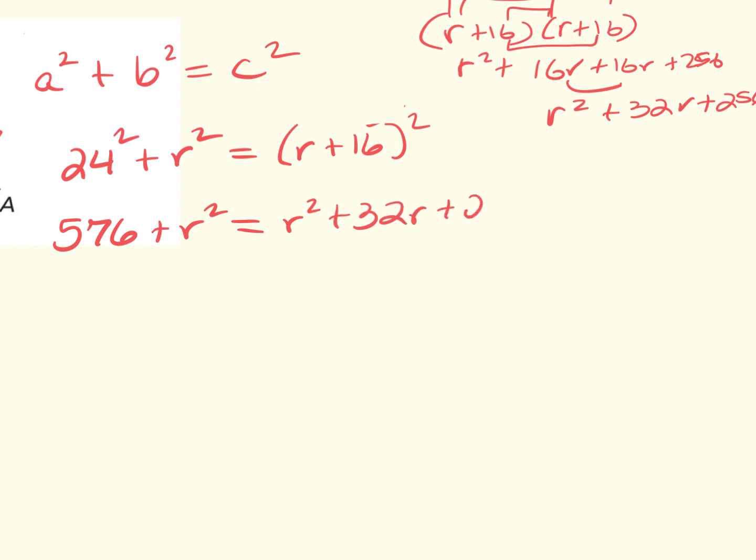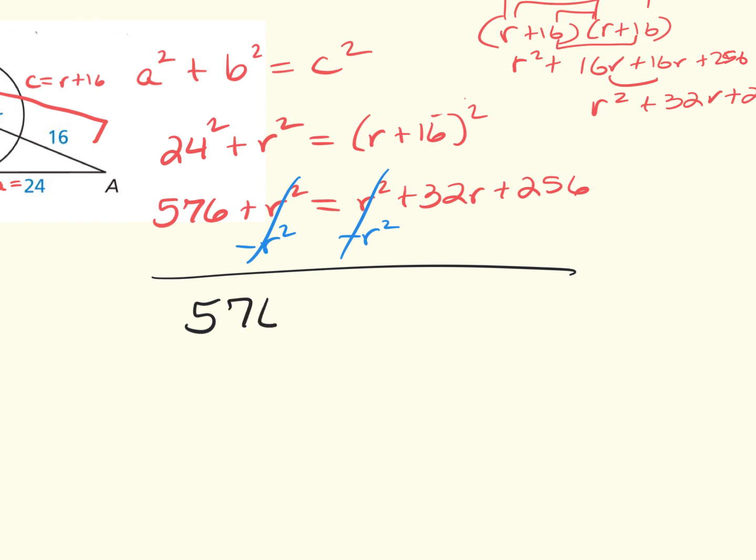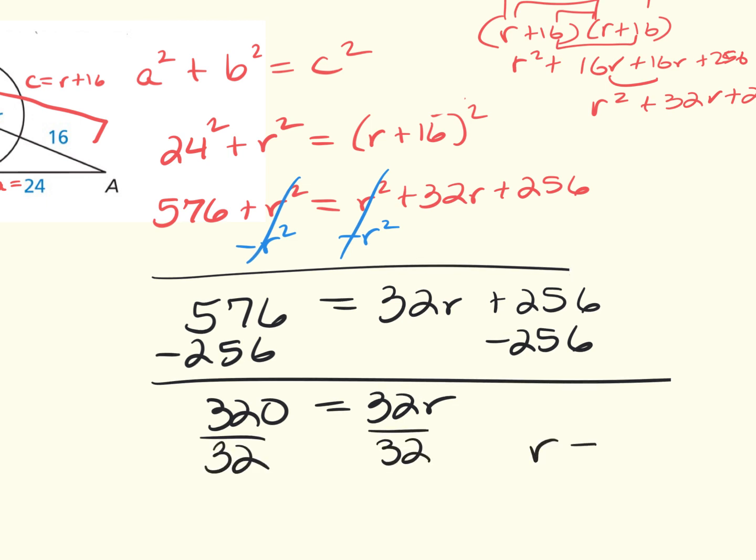And now I need to solve for R by starting to combine my like terms. So I'm going to go ahead and subtract R squared. Notice this time the R squared cancels. So this one's going to be a little bit easier. We're not going to have to factor here. But on some of the problems you will. So 576 is equal to 32R plus 256. Subtract 256 because my goal is to isolate R. And I get 320 equals 32R. Divide by 32. And my radius length is 10.